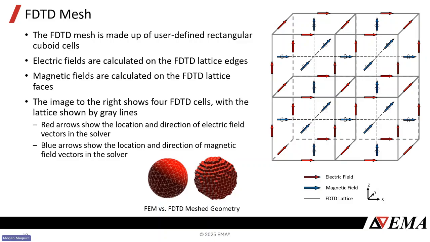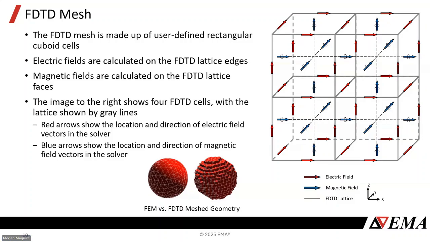So the FDTD mesh is made up of these cubic cells. They don't have to be the same size in each dimension, but typically we'll go with similar size in each dimension, so they're just cubes. Electric fields are calculated on the lattice edges, and you can see that here, the red arrows, that's where electric fields are calculated. Magnetic fields are calculated on the lattice faces, so those would be the blue arrows here. This has some implications for probe placement, which I'll get into a bit later.